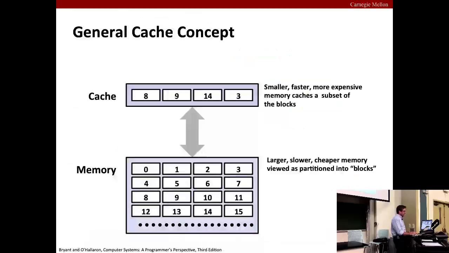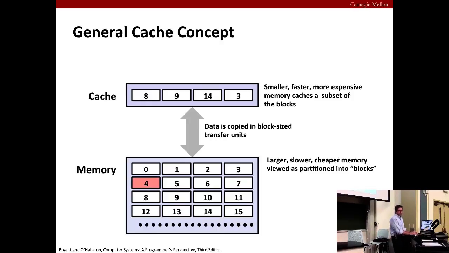Now recall the general idea of caching. So we have a memory. It's an array of bytes, and we break it up arbitrarily into a collection of blocks. And this memory is larger, slower, and cheaper, and so it's much larger than a cache, which is smaller, faster, and more expensive, and which holds a subset of the blocks that are contained in the main memory. And then blocks are copied back and forth between the cache and the memory in these block size transfer units.